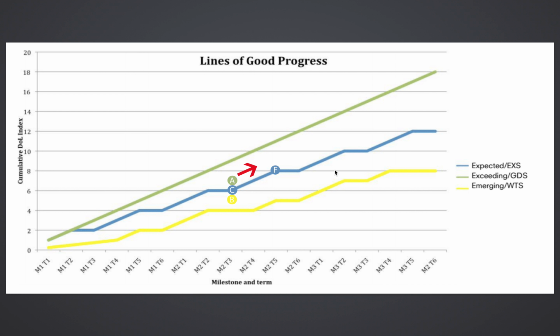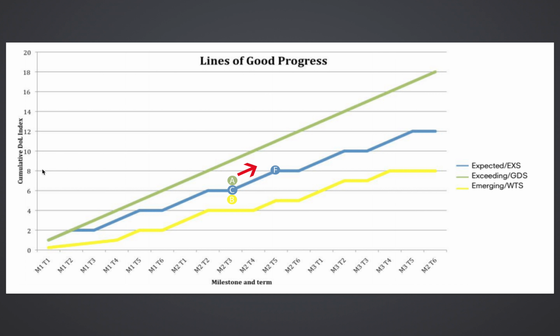On the graph in front of us, we have 3 lines. The yellow line represents good progress for a pupil who is emerging at the end of EYFS or working towards at Key Stage 1. The blue line represents good progress for a pupil who is expected at the end of EYFS or expected at Key Stage 1. And the green line represents good progress for a pupil who is exceeding at the end of EYFS or greater depth at Key Stage 1.